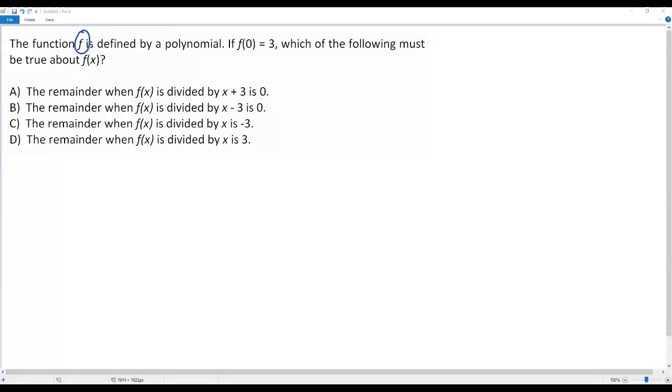Okay, here we have a polynomial function f of x, and we have another piece of information about this polynomial function f of x. That is, f of 0 equals 3. And we have to find the one which is true in the given answer choices.